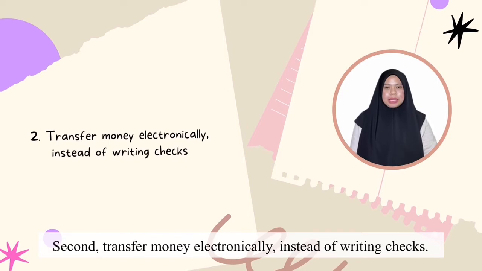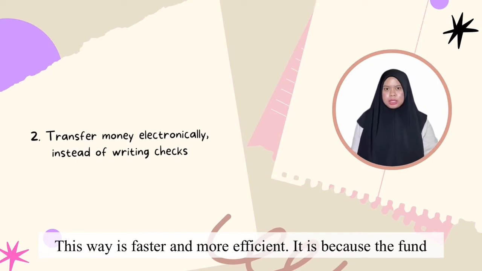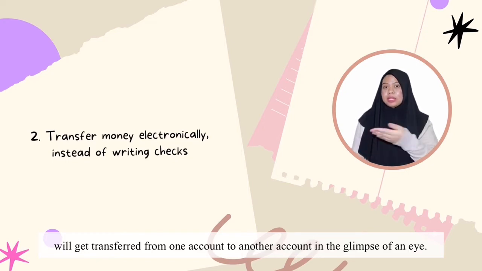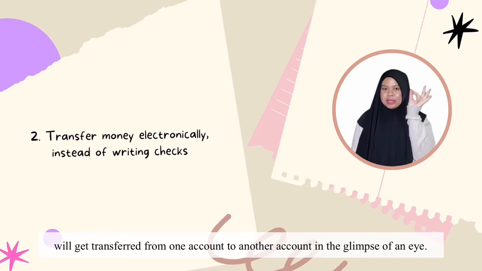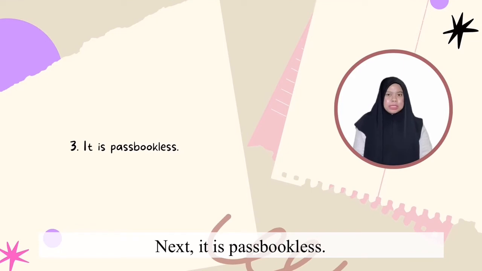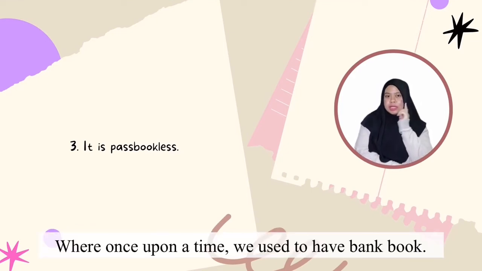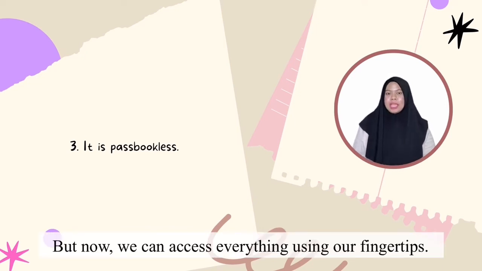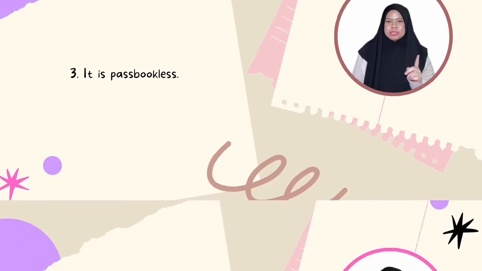Second, transfer money electronically. Instead of writing checks, this way is faster and more efficient. It is because the funds will get transferred from one account to another in the blink of an eye. We can also control the management of several accounts easily through internet banking. Next, it is passbookless, where once upon a time we used to have a bank book, but now we can access everything using our fingertips.